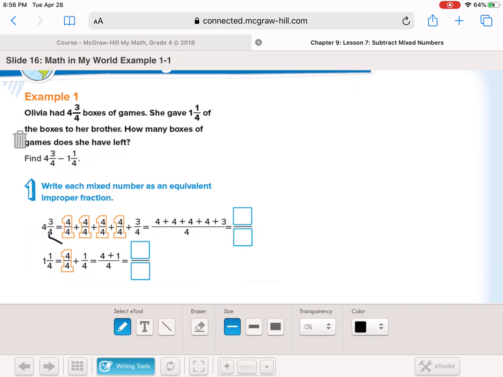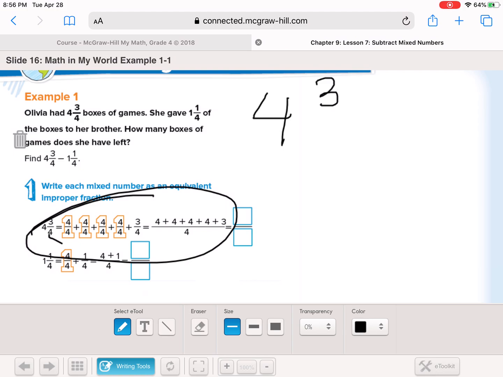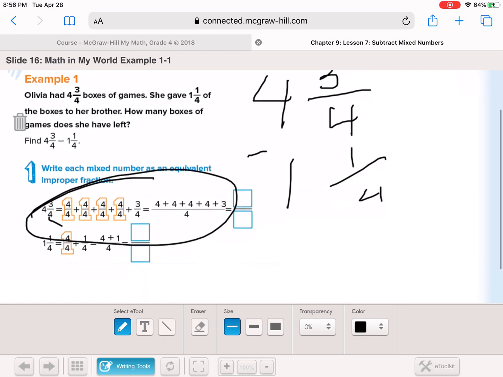They made you go through all this, and you didn't need to borrow. Like, you didn't need to do that. You just needed to do this. Watch the magic. 3/4 minus 1 and 1/4.